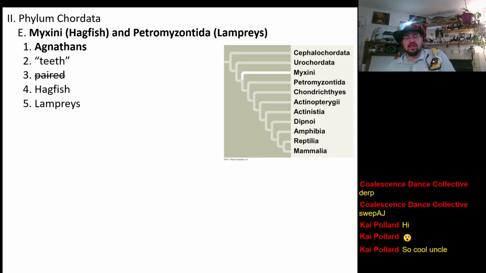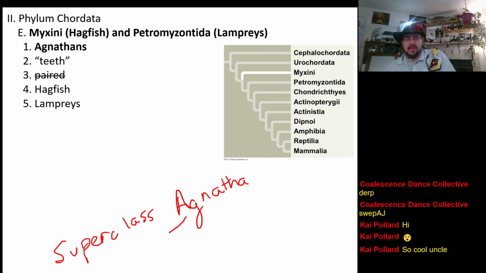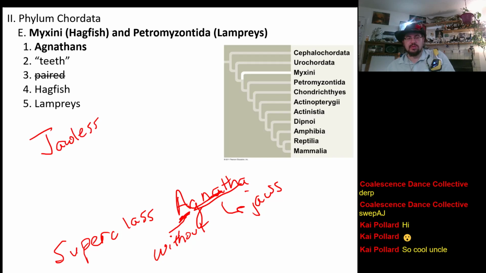Okay, so now that we've described the general features of craniates, let's get into some specific craniates. First off, we have superclass Agnatha. A is Latin for without. Nath is going to refer to jaws. Without jaws. These are what we call the jawless fish.